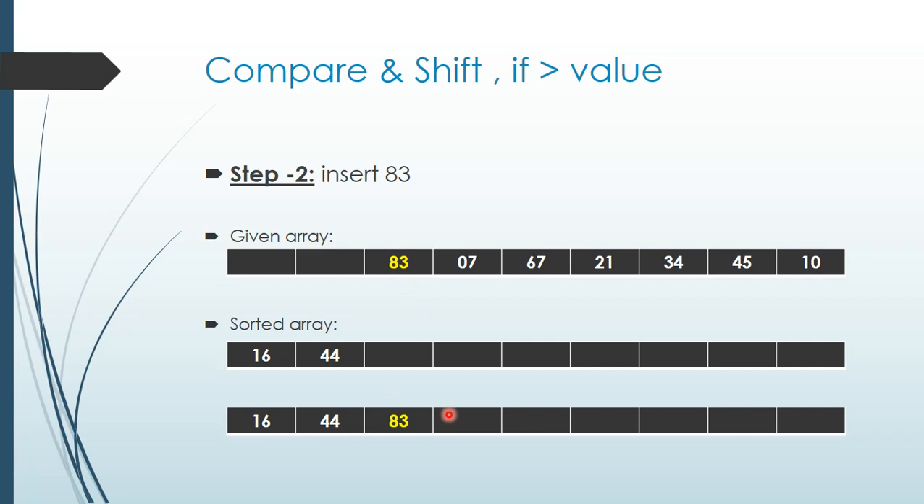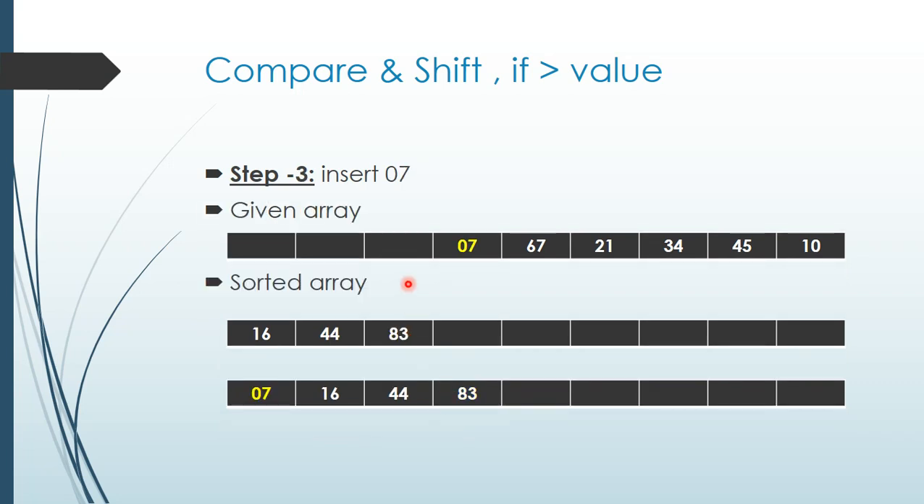Okay, so see the next slide. So since 83 is also shifted to the sorted array, I have to insert the 7. 7 நான் எடுத்துக்கிறேன். இப்போ I have to check. What I have to do is compare and shift if value is greater. This is a condition. So 7 I have to take from the given array and compare 7 with all the elements in the sorted array. So 7 is very less compared to all the elements. So I have to shift the 7 to the first place.